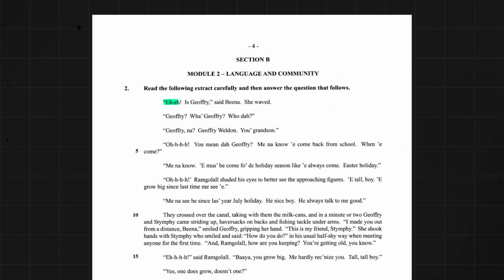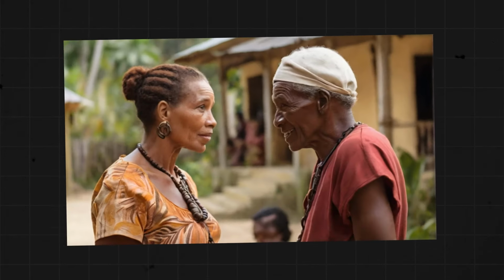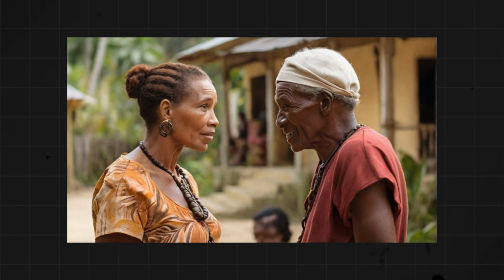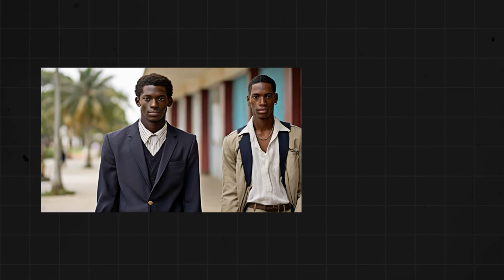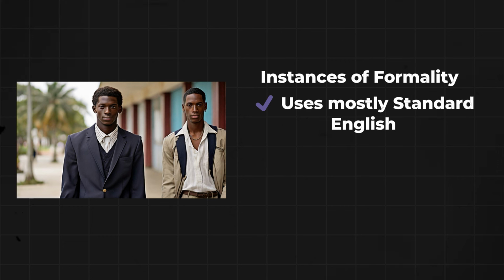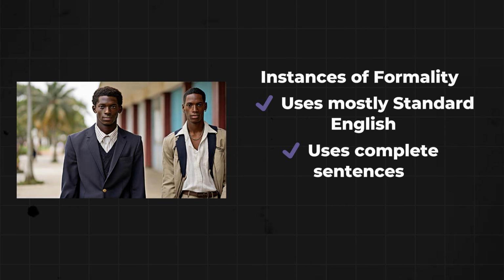Bina says, it's Jeffrey. And Ramgalal responds with, Jeffrey? What Jeffrey? Who that? Their use of familiar and informal language reflects a comfortable everyday conversation between friends. Jeffrey, on the other hand, uses a mixture of the formal and the casual register. Now, yes, he speaks mostly using Standard English and uses complete sentences, but his choice of words and the structure of his sentences is still more relaxed than what you'd see in a formal setting.